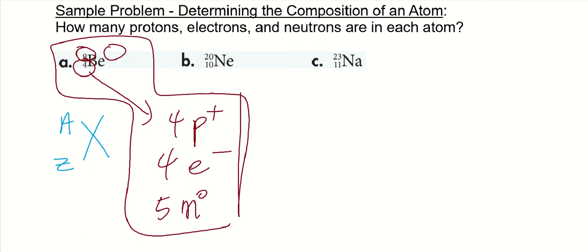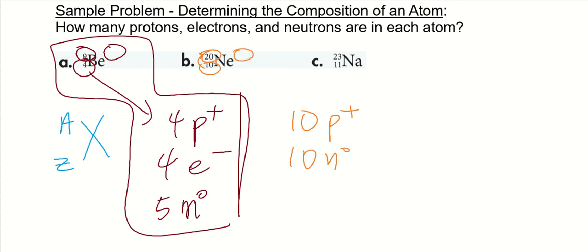Now let's move over to neon. Okay, again, start with the number of protons. The atomic number is always going to tell you the number of protons, which are positive charges, and you can go out of order if you want here. So we know that the protons plus the neutrons must equal the mass, which is the number in superscript. All right, so 10 plus 10 will give you 20.